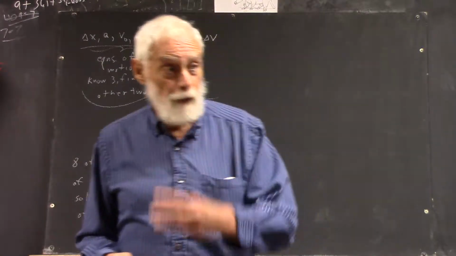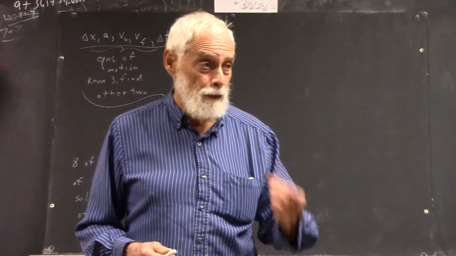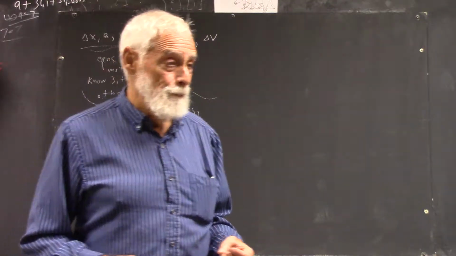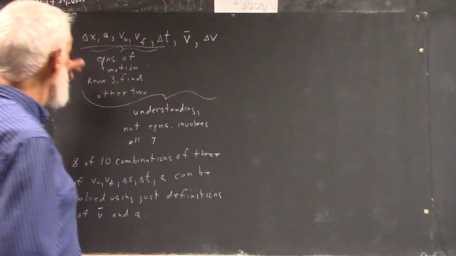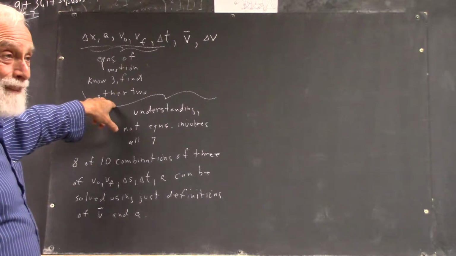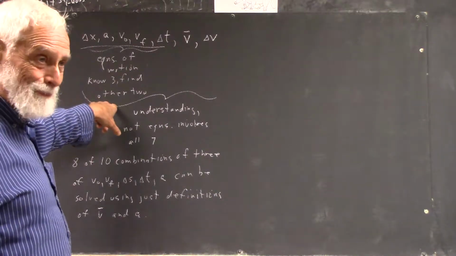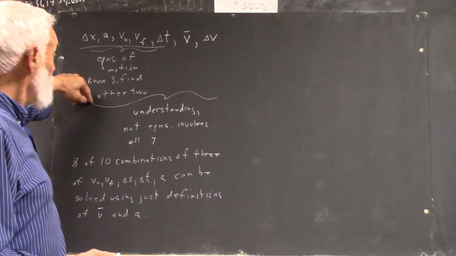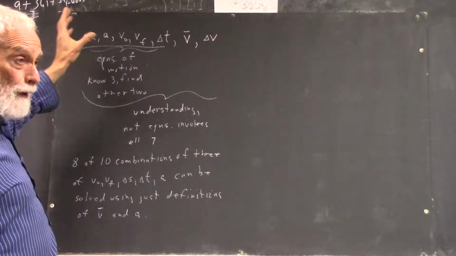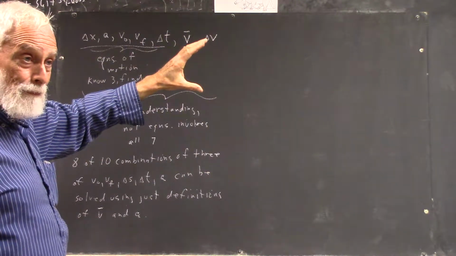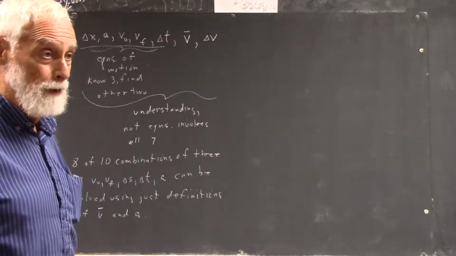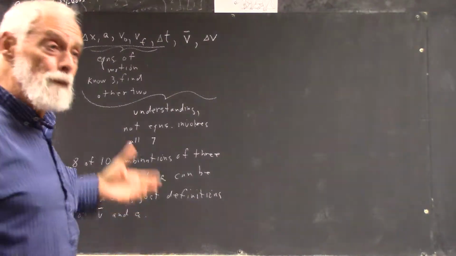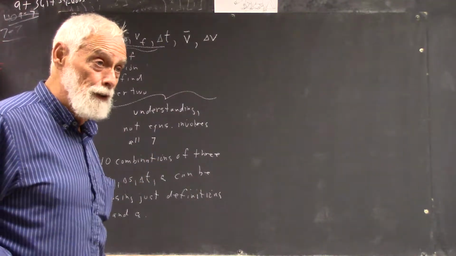Well, we know 3 things: how far it goes, final velocity, and time. Okay? And we know that if you have the equations, you could use the equations of motion with those 3 quantities and solve for the other 2, which would include, of course, the acceleration. You don't need to do that. It's much simpler just to understand with the definitions of velocity and acceleration.